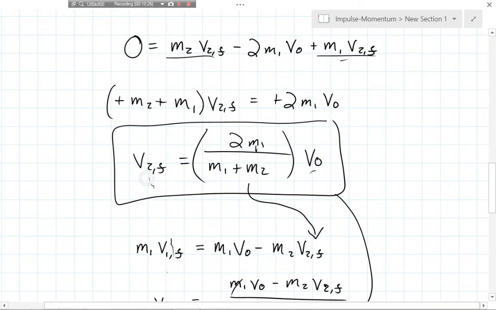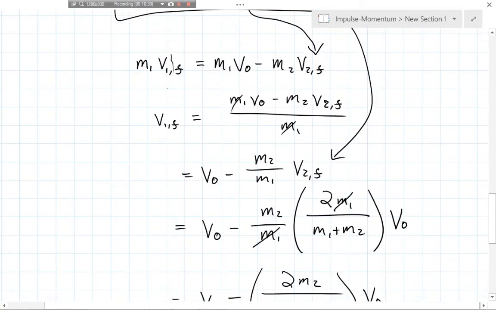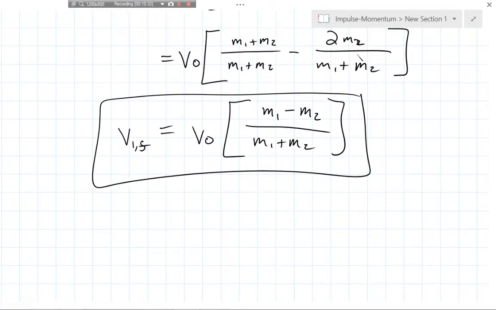So you'll have that the final velocity of mass 2 is 2m1 over the sum of the masses times the initial velocity, and you'll have that the final velocity of mass 1 is just equal to the initial velocity times the difference of the masses divided by the sum of the masses. So you can use this result for any type of collision as long as you put yourself into a reference frame where one of the masses is initially at rest.